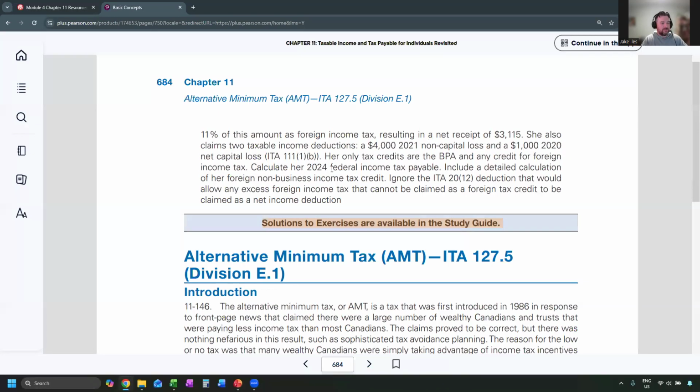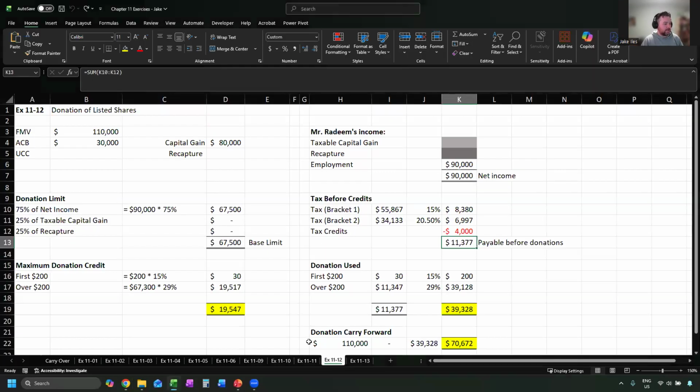Calculate the 2024 federal income tax payable. Include a detailed calculation of the foreign non-business income tax credit and ignore the deduction that would allow any excess foreign income to be claimed as a foreign tax credit. So we're not going to worry about calculating the actual tax payable. We're just trying to calculate the foreign tax credit. So there's a couple steps in this.